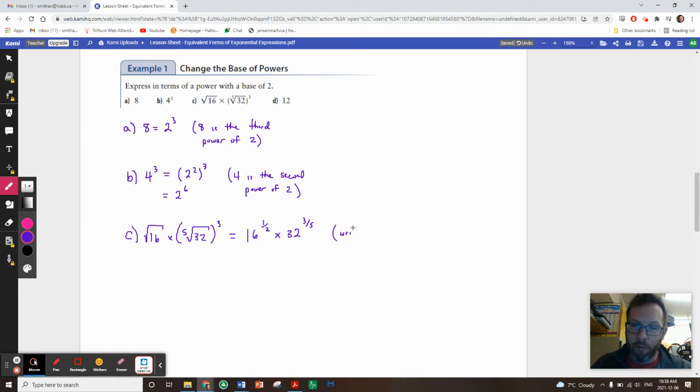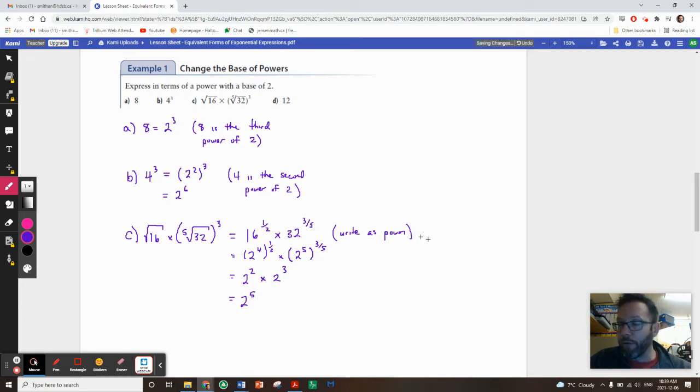Now this is similar to part B. We can write 16 as 2 to the power of 4. We can write 32 as 2 to the power of 5. And then we can use our exponent rules to simplify. 4 times a half is 2, and 5 times 3 fifths is 3. So we get 2 squared times 2 to the power of 3, which is 2 to the power of 5.